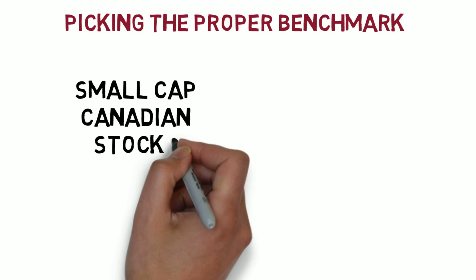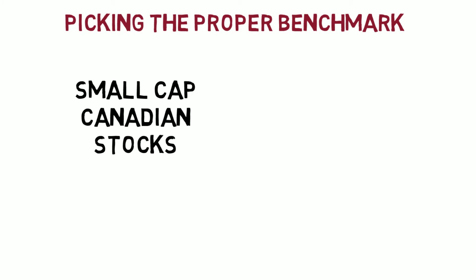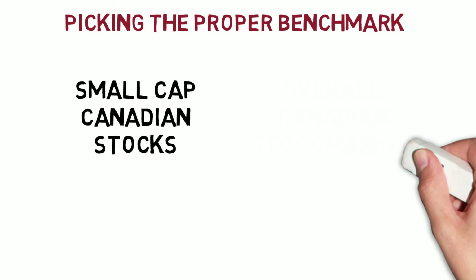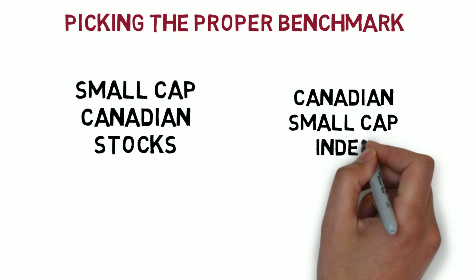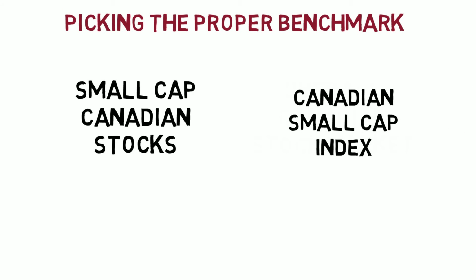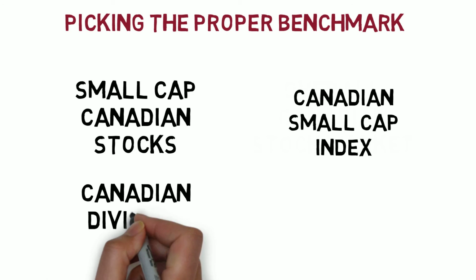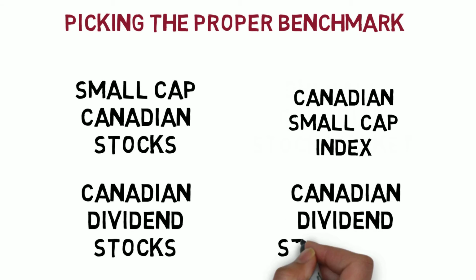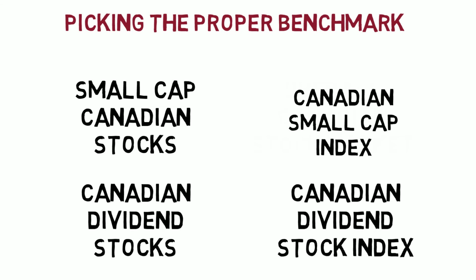For example, let's say you invest in a mutual fund that invests in small cap Canadian stocks. That means the manager is only looking at investing in smaller Canadian companies. The appropriate benchmark here would not be the overall Canadian stock market, but rather you could choose a Canadian small cap index. Or what if you only invest in Canadian dividend-paying stocks? There are indexes that track only the performance of Canadian dividend-paying stocks that you might choose.